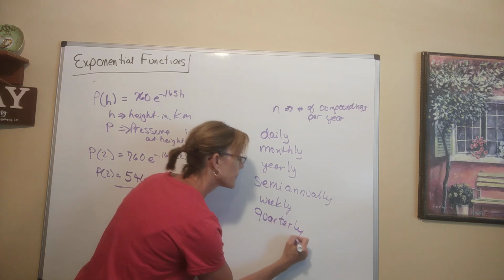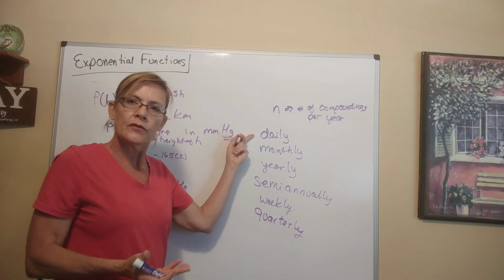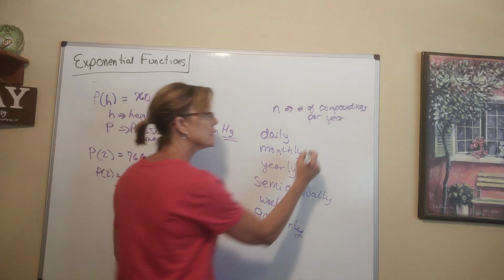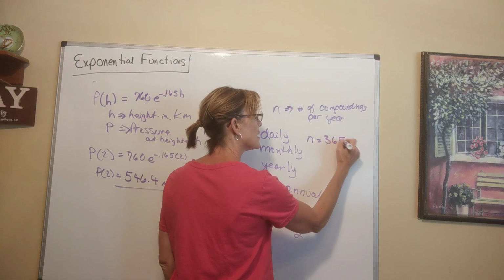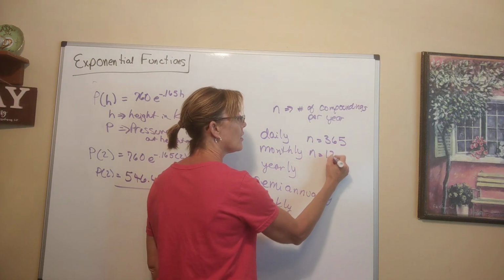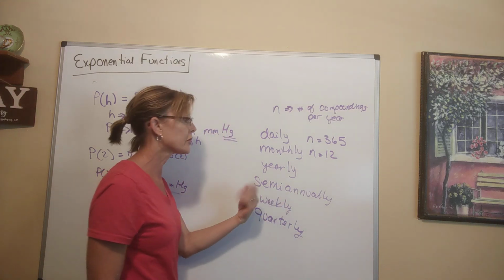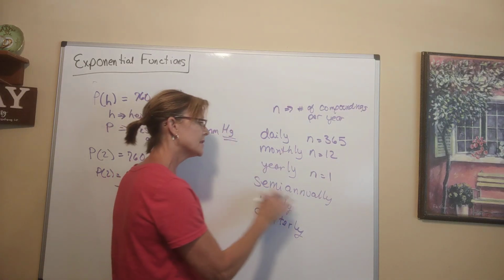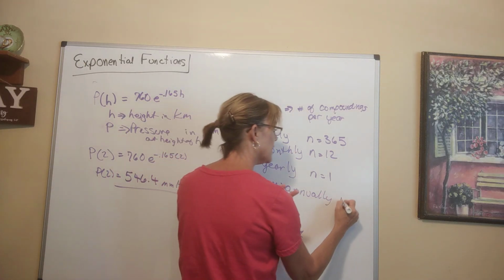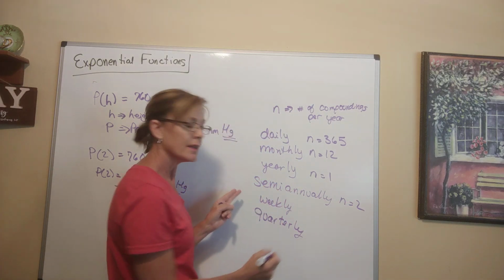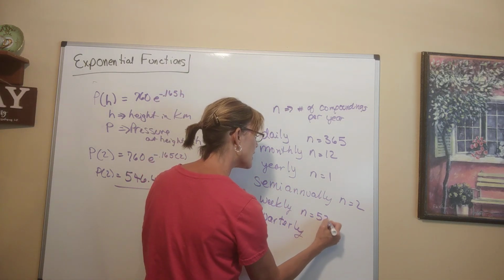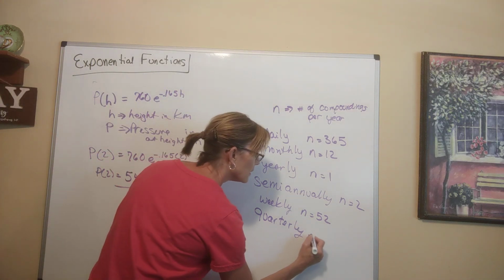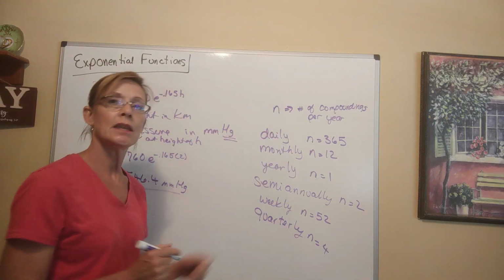So what would daily mean? The convention that we go with, even though this isn't exact, is that there are 365 days in a year. So in this case, n would be 365. How many months? 12. This is going to stop 12 times a year and draw more interest. If they do it yearly, then it's going to be once a year. Semi-annually, that means twice a year. N would equal 2. Weekly, that means they're going to stop 52 times. There's 52 weeks in a year. Quarterly, they're going to stop 4 times a year. So that is how you can decide what n equals.